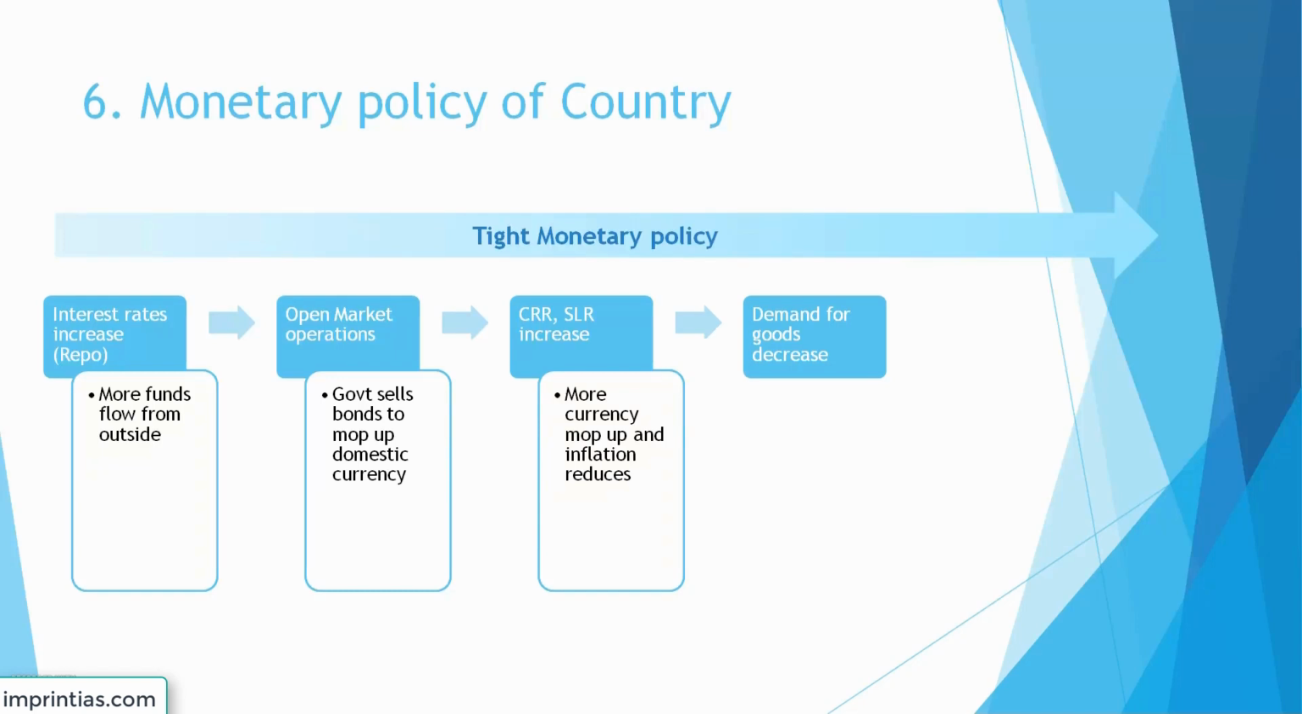Demand for goods decreases. What happens is that in a tight monetary policy, your demand for goods is supposed to decrease, and also for your imports. So when you try and take away money, the demand for goods and imports decreases, like a sequential process. You try and reduce the currency in the market through interest rates, OMO, CRR, SLR, etc. And so it leads to more money outside of the system. It just is mopped up either into savings or bonds or whatever.